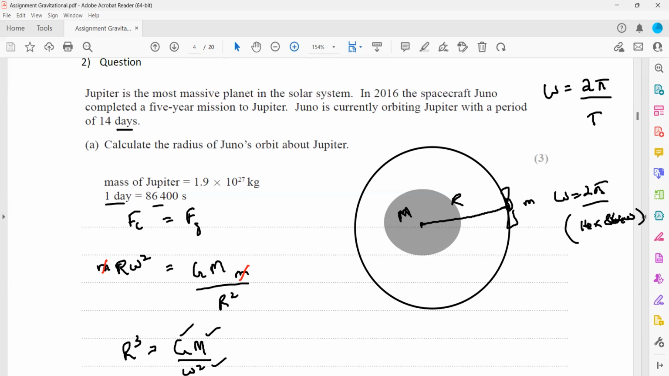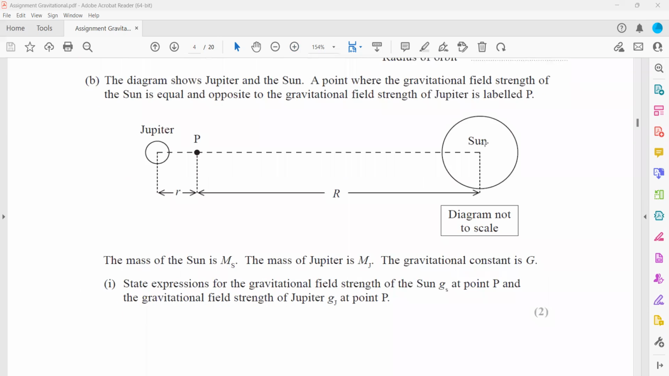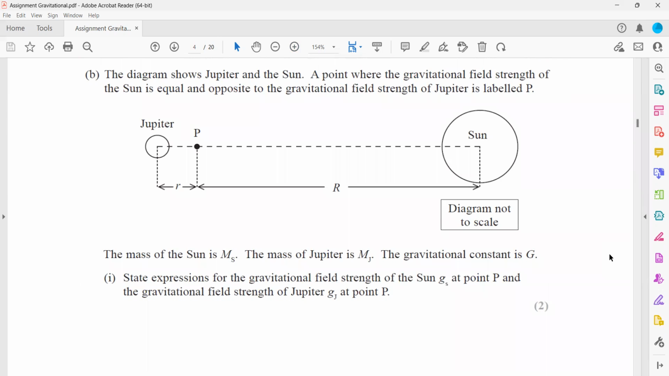In part B, the diagram shows Jupiter and the Sun, with a point where the gravitational field strength of the Sun is equal and opposite to the gravitational field strength of Jupiter, and that point is labeled P. The mass of the Sun is ms and the mass of Jupiter is mj. The gravitational constant is G. State an expression for the gravitational field strength of the Sun at point P and the gravitational field strength of Jupiter at point P.